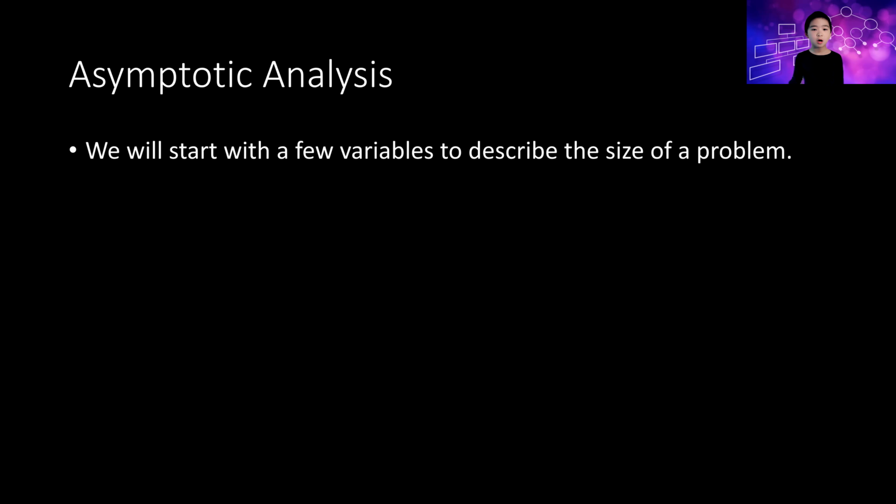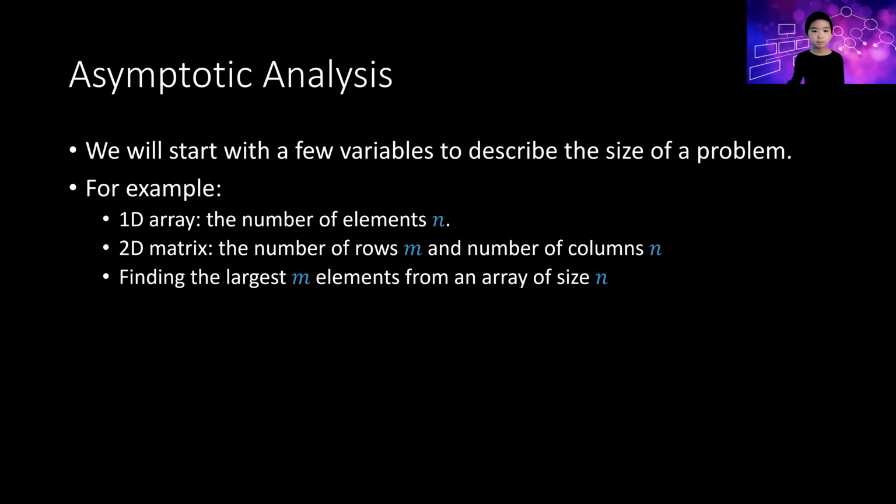To understand how big a problem is, let's first start by defining the size of a problem. It seems to be quite simple. You just need a few variables to describe it. Here are some examples. If you are working with a one-dimensional array which contains n elements, for example, finding the maximum value, then the size of the problem may be n. Following this line, if you're working with 2D matrices, you could use the number of rows m and the number of columns n to describe the size of the problem.